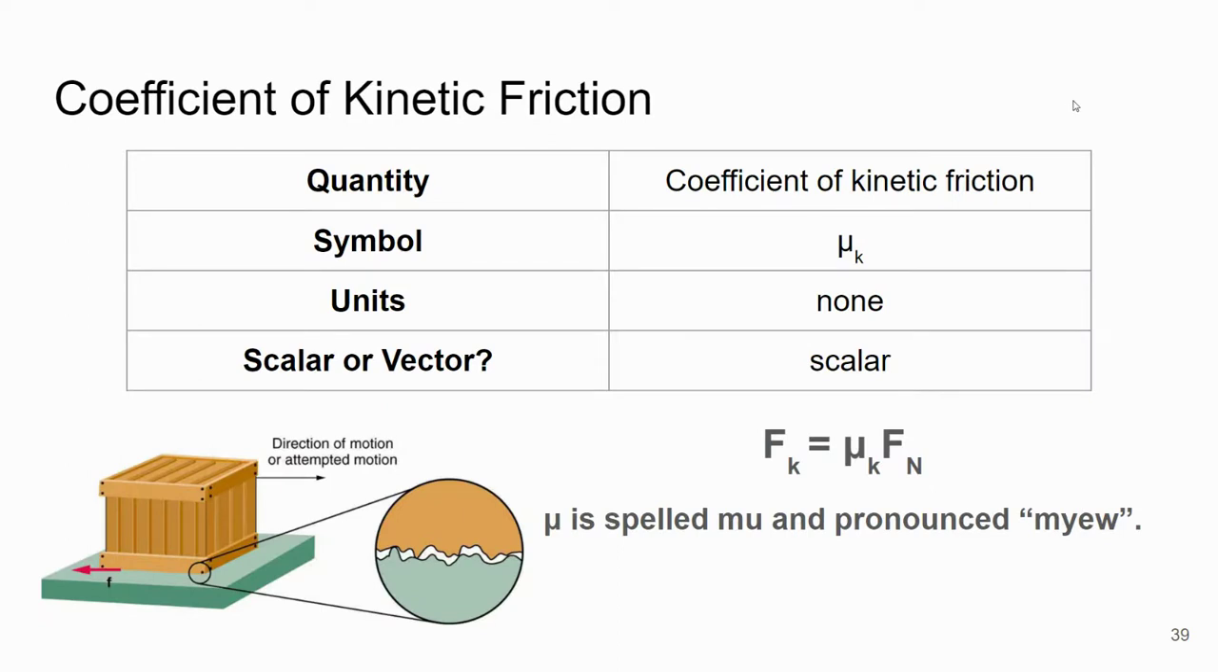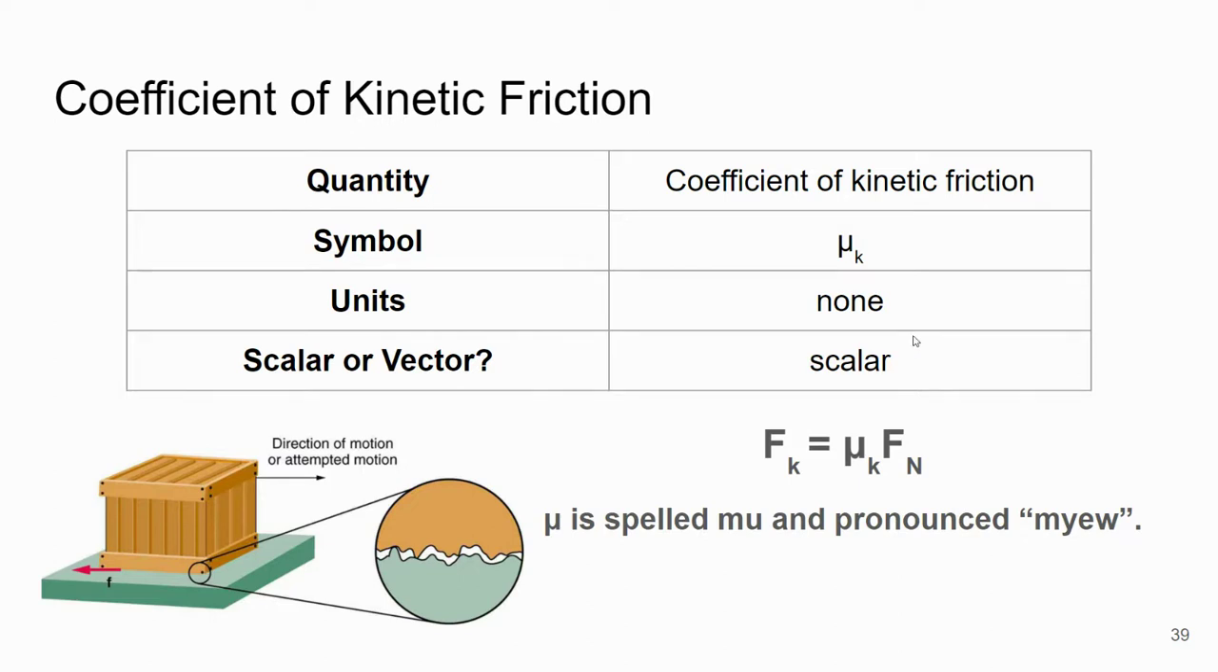So here's our thing. This slide is showing you our new quantity, which is the coefficient of kinetic friction. Its symbol is mu sub k. Its units are none. It doesn't have units. Force has newtons, distance is meters, time is seconds, things like that. Coefficient of friction, whether it's kinetic friction or static friction, is unitless or dimensionless. It doesn't have any units, which is a little bit weird, but that's how it is. And this thing is a scalar.